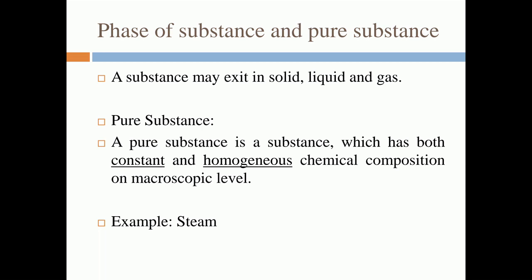Example of the pure substance is the steam. We can take steam as a pure substance for a particular interval when it has a homogeneous and constant chemical composition. Then and only then we will take steam as a pure substance.